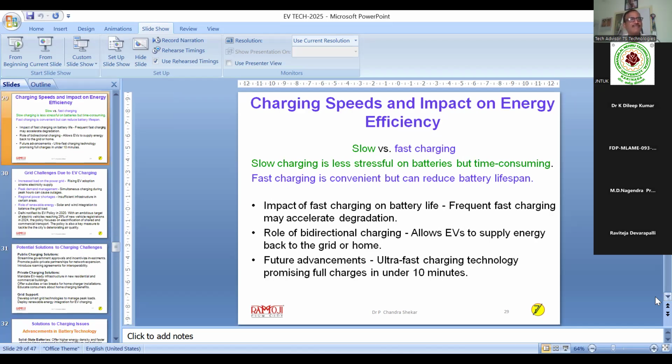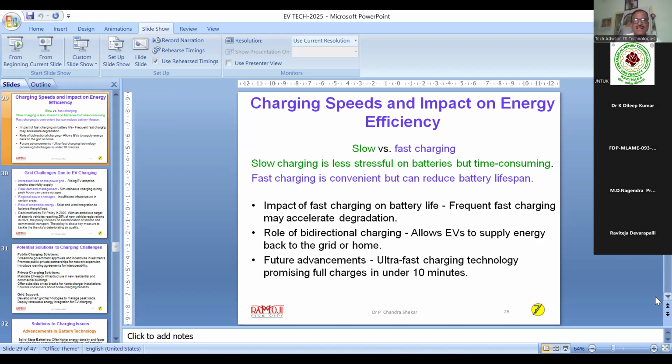Now we also have charging speed and its impact on energy efficiency. Slow versus fast charging: slow charging is less stressful on batteries but time consuming. Fast charging is convenient but can reduce battery lifespan. There are two issues with the battery. If you charge fast, there is one problem. If you charge slow, there is another problem.